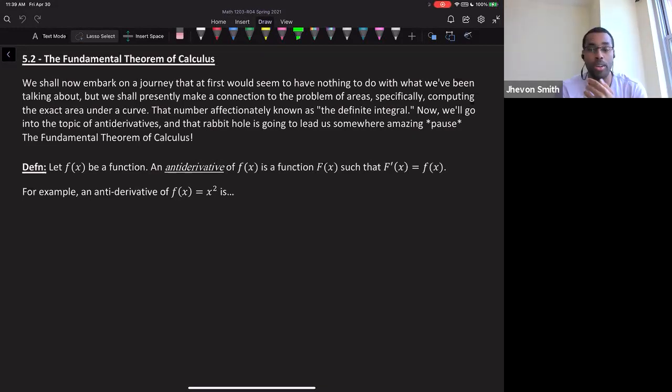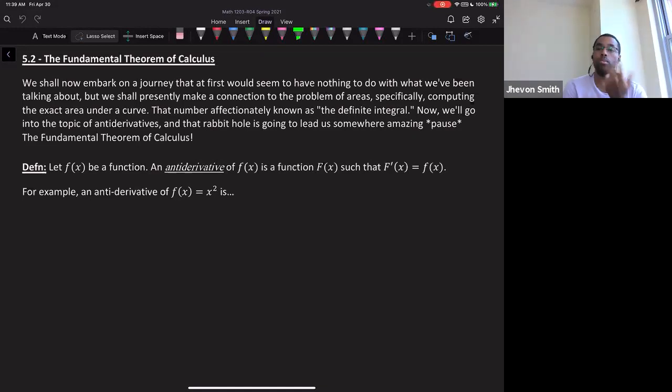So the antiderivative of a function little f of x is just another function big F of x, such that if we take the derivative of big F, we get the little f. So if we have a function little f of x, and we want to find a function that I had to differentiate to get that, the function I'm looking for is called the antiderivative.